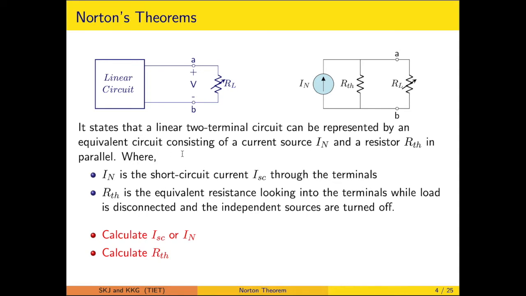The Norton's theorem states that the linear two terminal circuit can be represented by an equivalent circuit consisting of a current source IN and a resistor RTH in parallel. IN is the short circuit current, which is the ISC, and RTH is the equivalent resistance looking into the terminal while the load is disconnected and the independent sources are turned off. The RTH definition is the same as discussed in the Thevenin's theorem. It also involves two steps: calculation of the ISC or the Norton current, and calculating RTH.